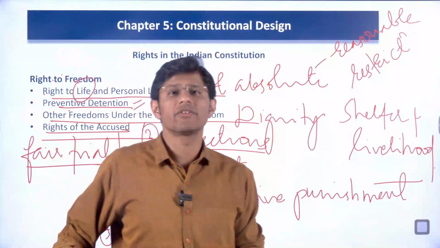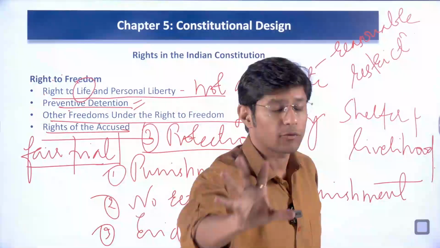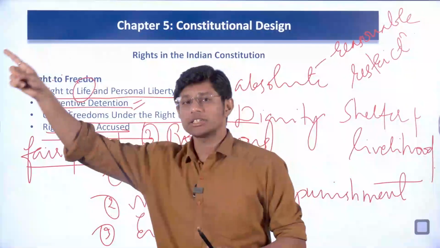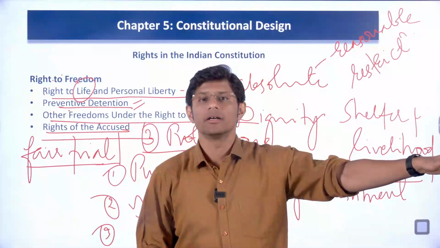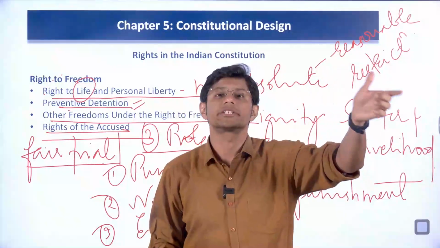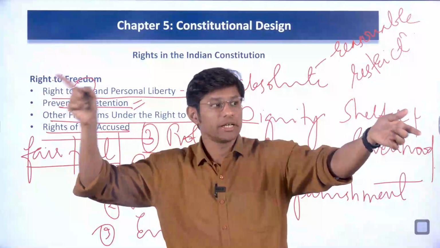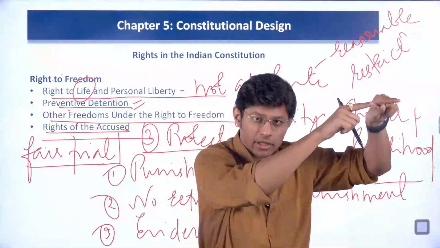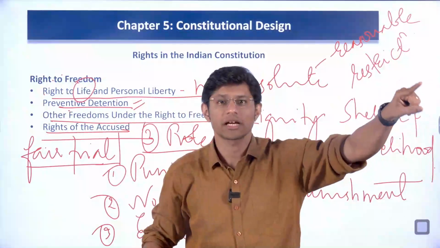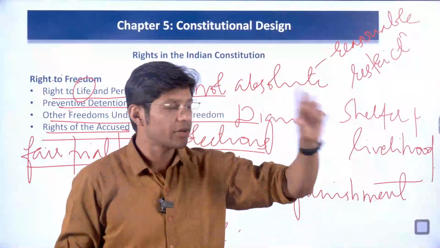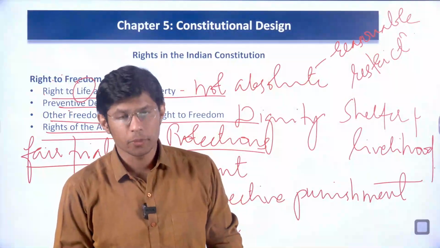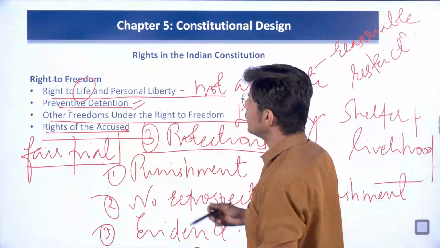All these three safeguards prevent wrongful conviction. What is conviction? When the judge declares a person guilty. This is referred to as conviction. When a judge declares that this person has committed a crime, this person is referred to as convicted. I hope you understood right to freedom.